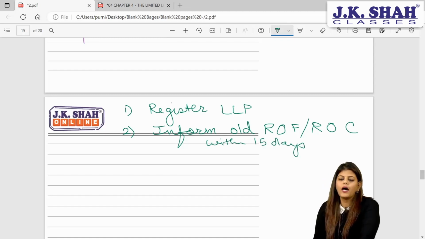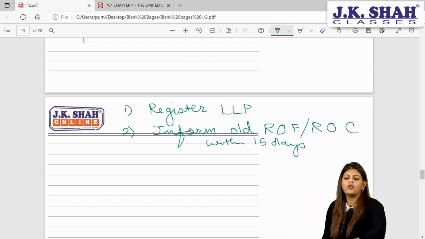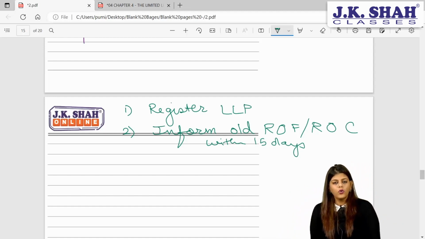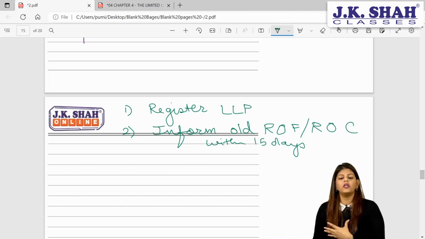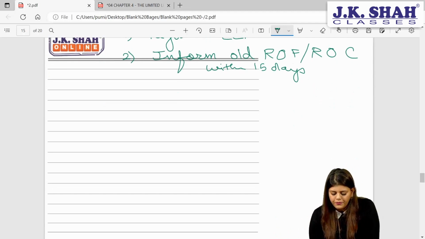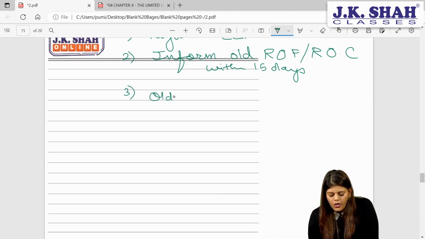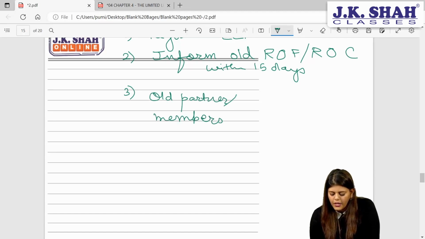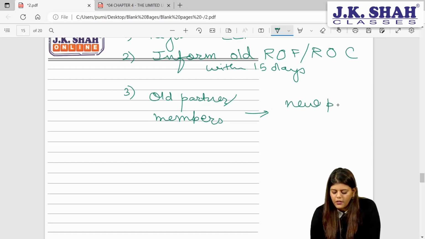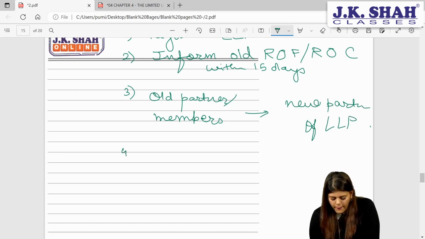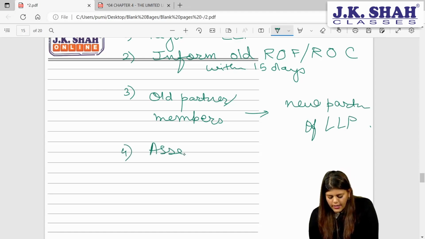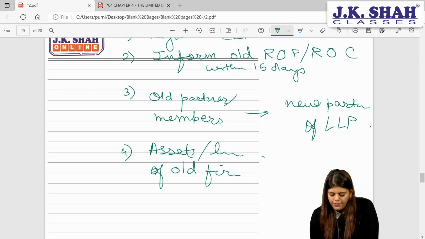Some students might say, but ma'am, it's the ROC and we are going back to the ROC, so what is the need to inform again? But the department changes, so you have to officially give them that intimation. After that, the old partners of the firm or the old members of the company will automatically become new partners of the LLP. Fourth, all the assets, liabilities, interest, etc. of the old firm or company will become assets and liabilities of the new LLP.